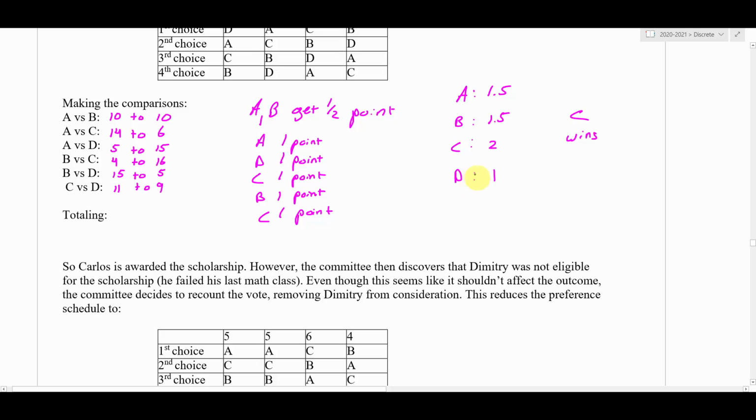So Dimitri is what we call irrelevant. It sounds mean, but he's irrelevant because in the first selection that we analyzed, he was not a winner. He was a last place finisher, so he was what we considered irrelevant, and what we're doing is removing an irrelevant choice from the ballot. And it should not affect the outcome, not if it's fair.